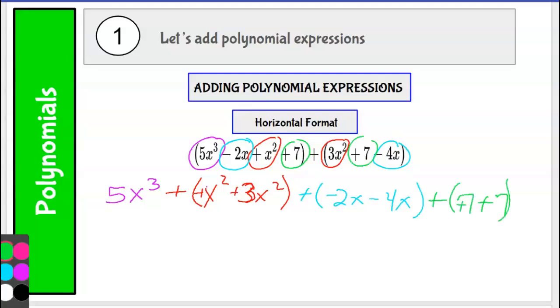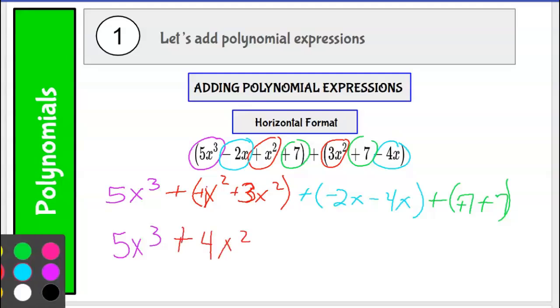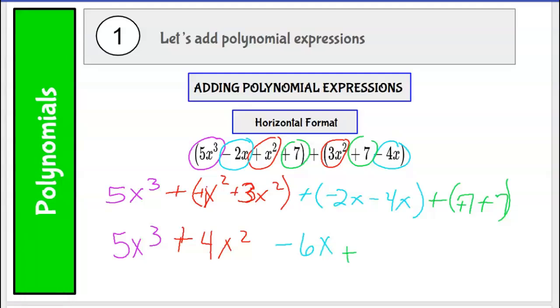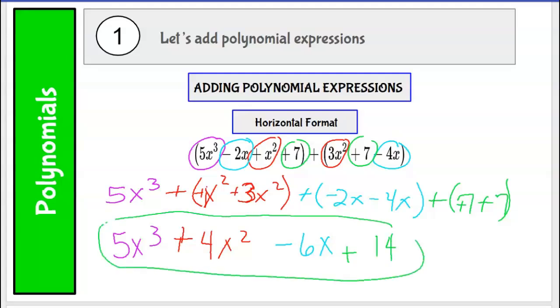So now I'm going to just come back and I'm going to combine like terms. So I have my 5x cubed term. I didn't have anything to add to it. Then I have the 1x squared and the 3x squared, which is going to give me 4x squared. Then I have the negative 2x and negative 4x, which combines to give me a negative 6x. And then my constants at the end, my 7 and 7, which gives me 14. So we come up with the same answer as we did doing it in vertical form, so you can choose which form you prefer.